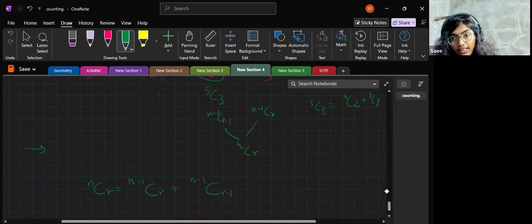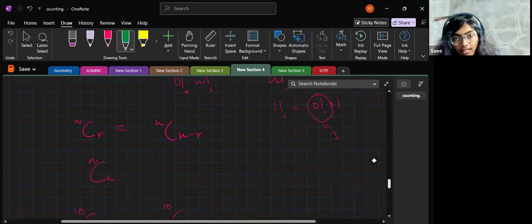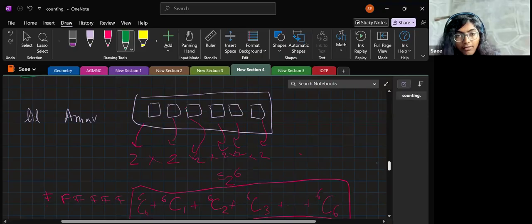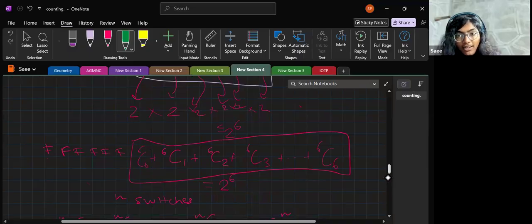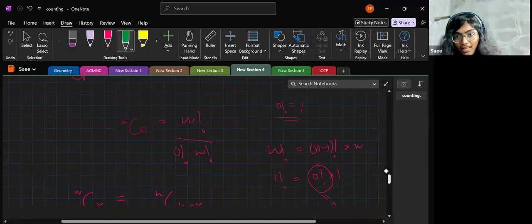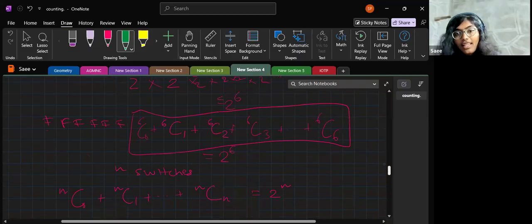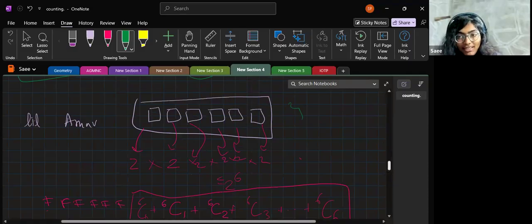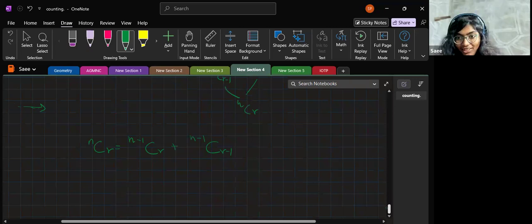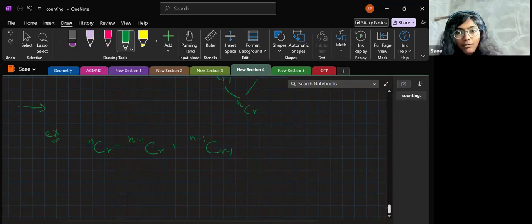Basically, you remember how we made little Arnav turn the switches on and off to prove that nC0 plus nC1 up until nCn is 2 to the n. This has a lot of names. It's called double counting, bijection, proof by story. I like proof by story the most. So maybe one exercise you can work on later is to come up with a proof by story for this one.